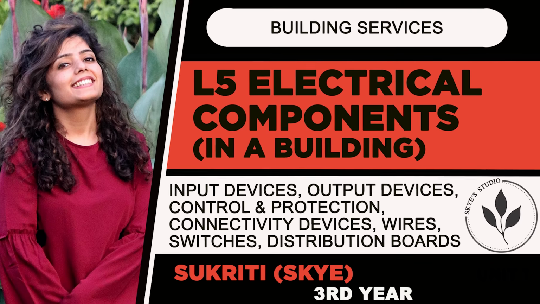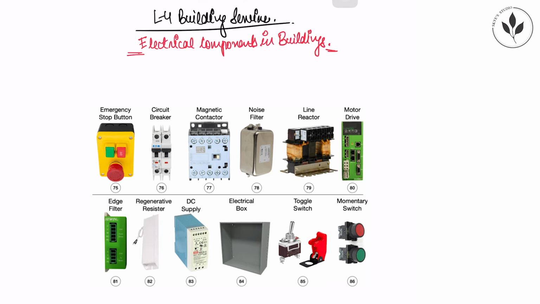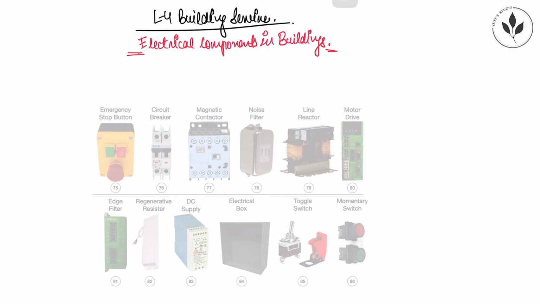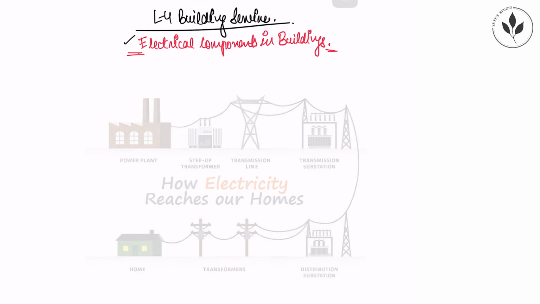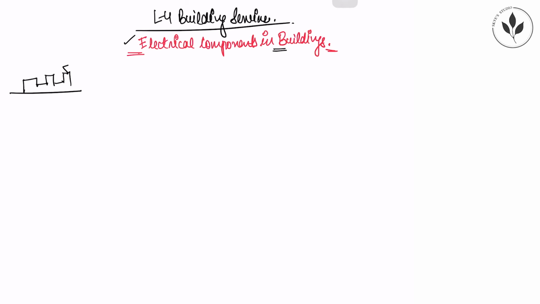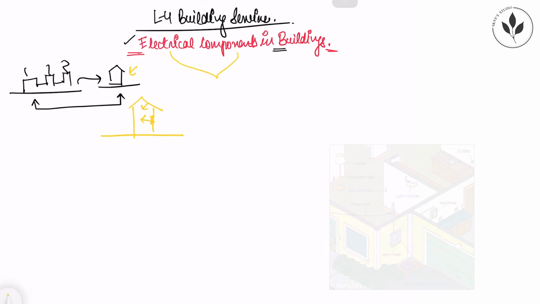Everyone, the next lecture is on electrical components in a building. Now, in the last lecture, we studied how electricity is generated in power plants and how it reaches our house. So, when this electricity is reaching our home, how it is being supplied throughout the building is the next part. And electrical components are those components which are critical in designing and executing any building.